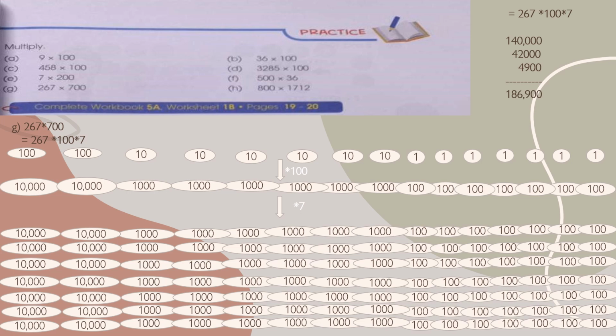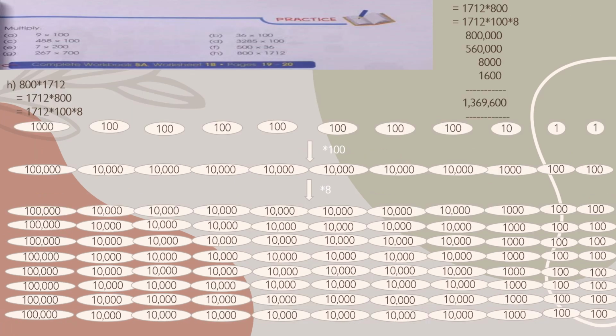These discs are further going to multiply by 7, and as a result we have 14 10,000, or we can say that 140,000, 42,000 and 4,900. And when we add these values, we will have 186,900.